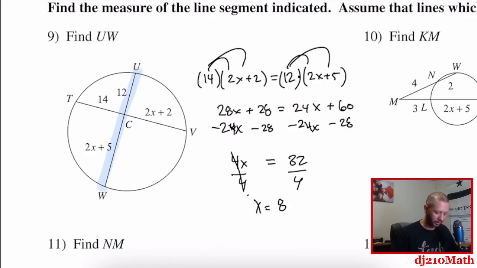But we want the blue line. So if we plug in 8 here, 2 times 8 is 16, plus 5 is 21. So 21 plus 12, 33. UW is equal to 33. It doesn't say units, so just 33. All right.